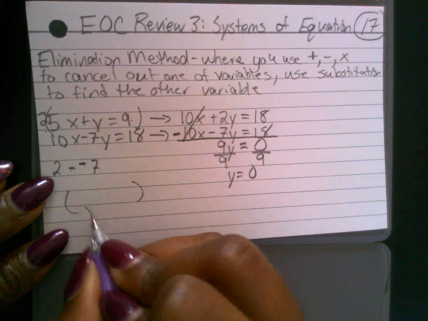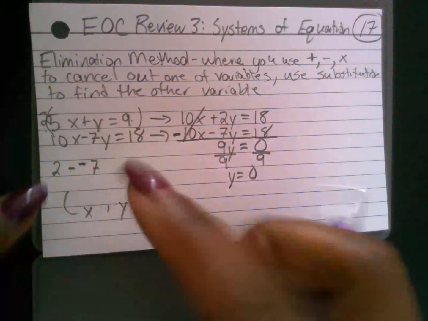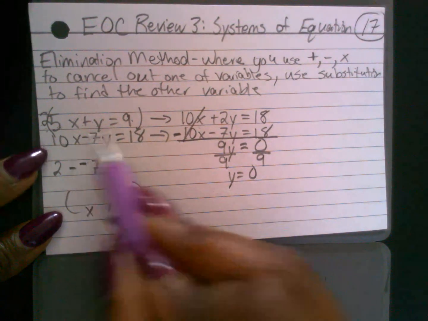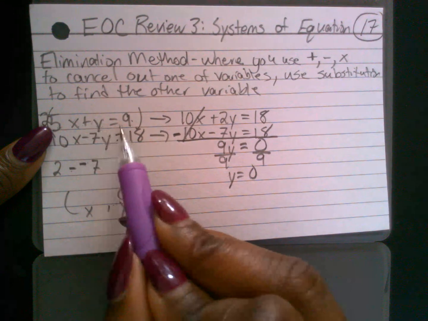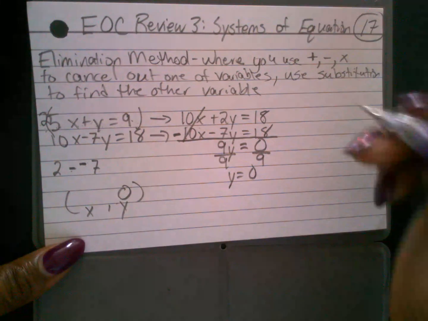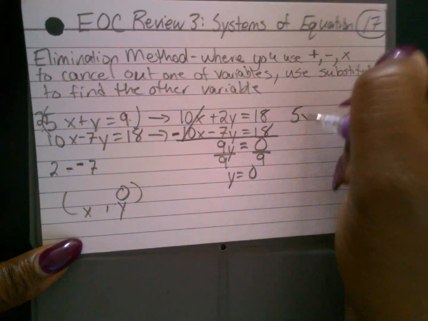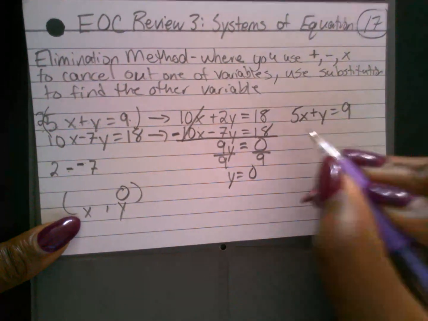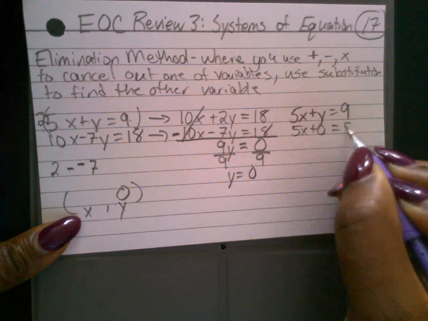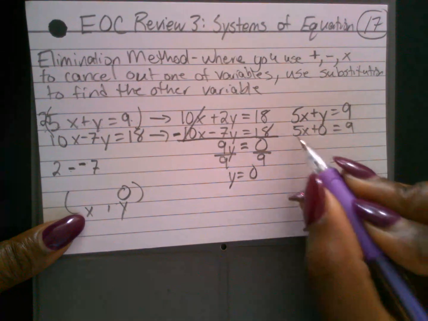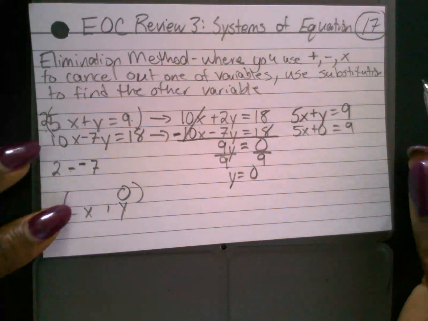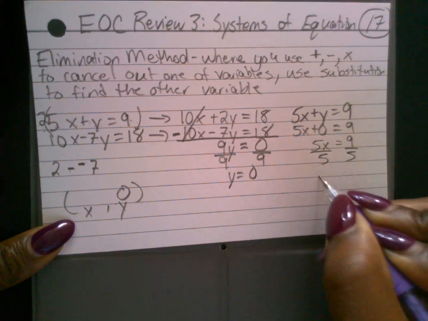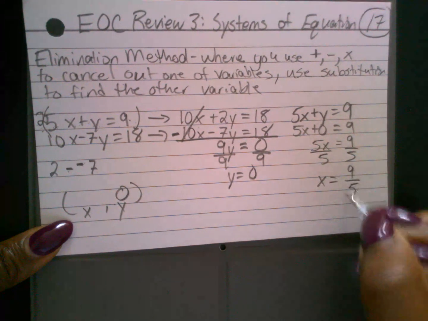So my y coordinate, where the lines cross, is going to be 0. Now I have to figure out my x. I'm going to use the top equation, 5x plus y equals 9, to substitute, okay? So I have 5x plus y is equal to 9. I'm going to substitute 0 for y. When I plug in 0, I am left with 5x is equal to 9. I'm going to divide both sides by 5, and I get x is equal to 9 over 5.